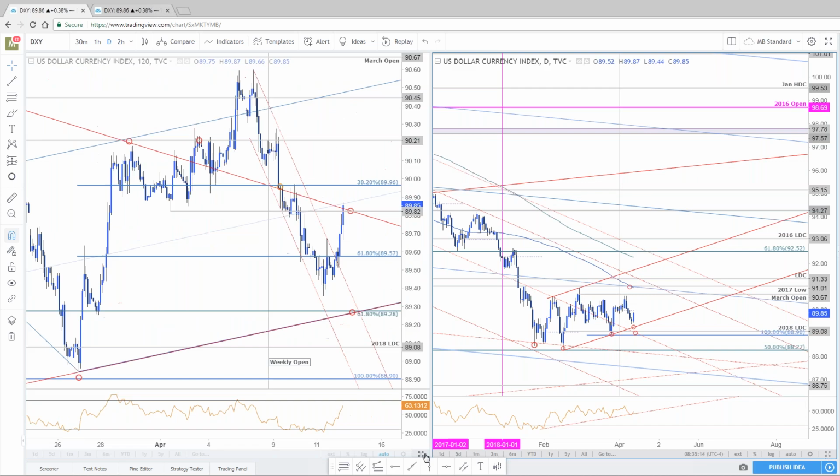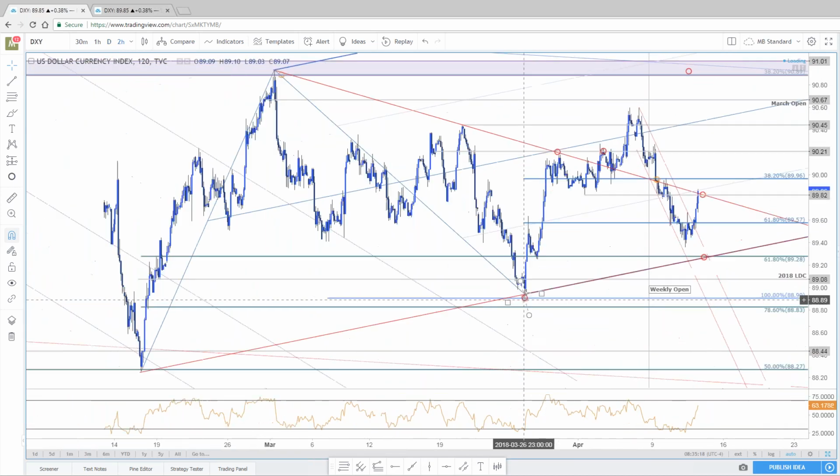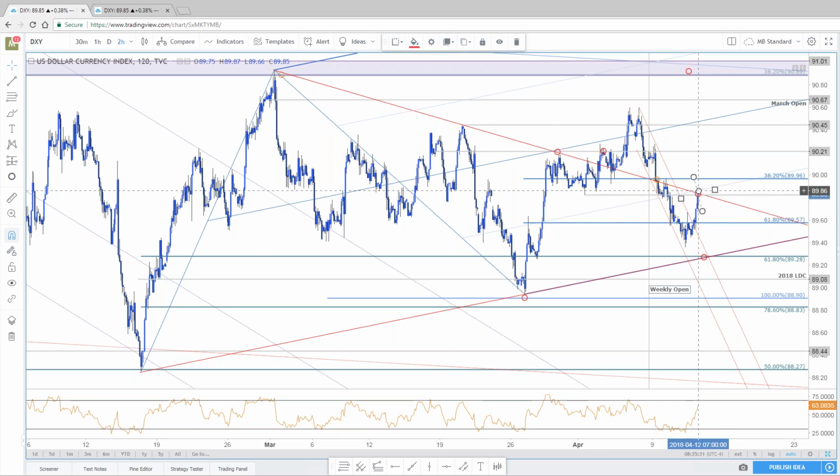Here's what it looks like on the intraday charts on DXY. Here's the upslope that we've been following since the advance off last February's low. There's a 50 line. Support, break, acceleration, resistance, break, acceleration, support, break. Here we are again at resistance.